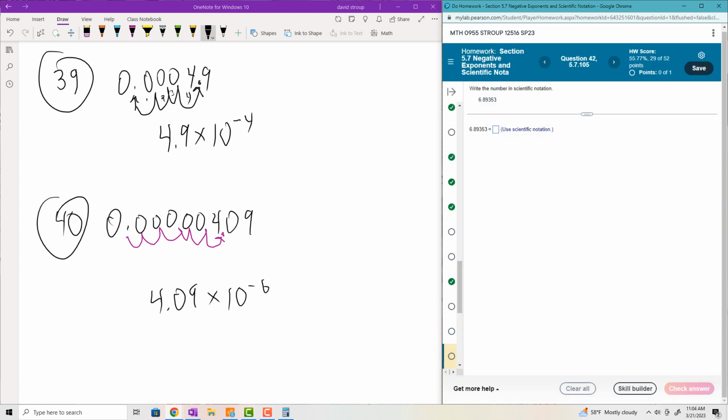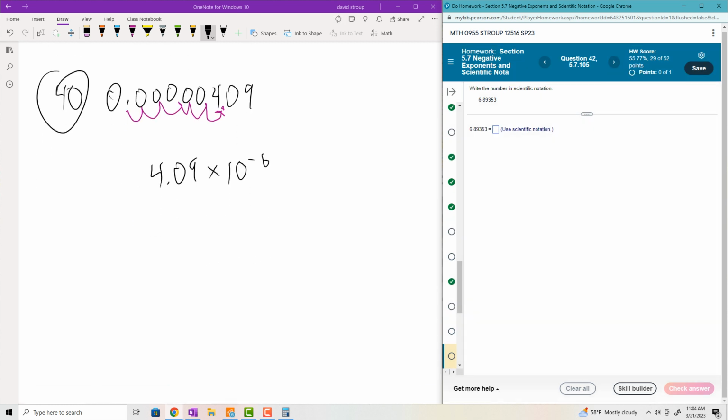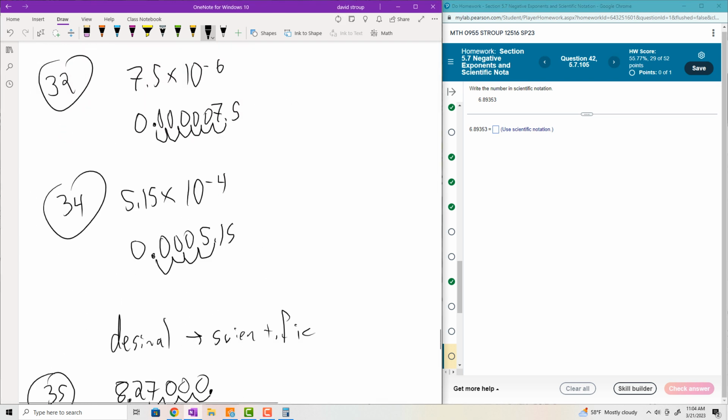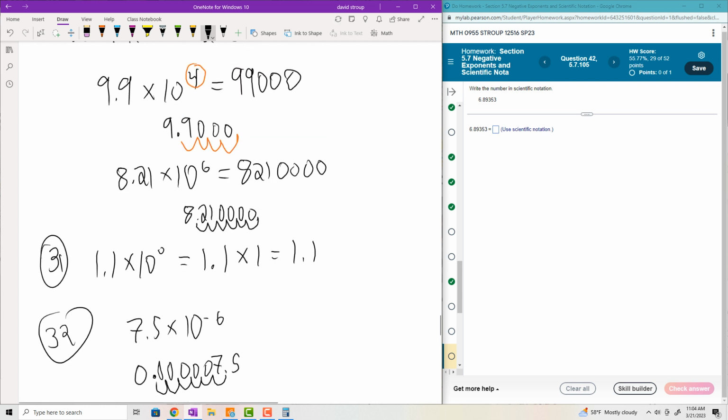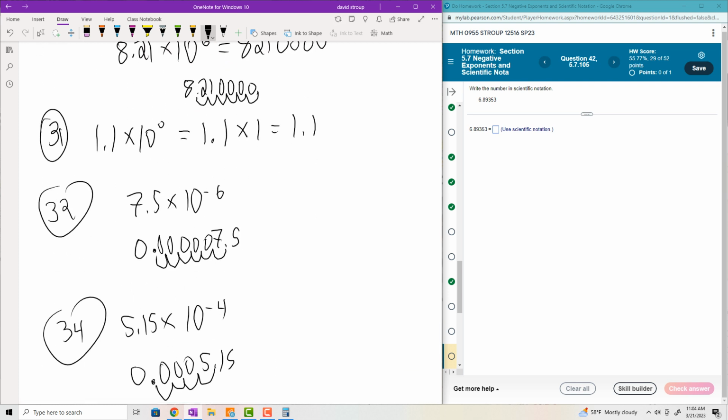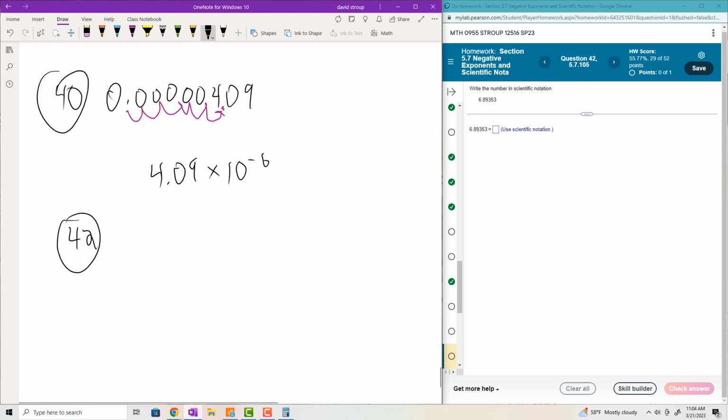If the number given is already in between 1 and 10, it's one of those problems like, where do we have it? Number 31. So you're just going to multiply it by 10 to the 0. Okay, so it's a bit silly, and it would never really come up. But here we go.